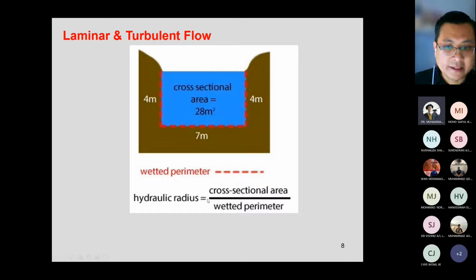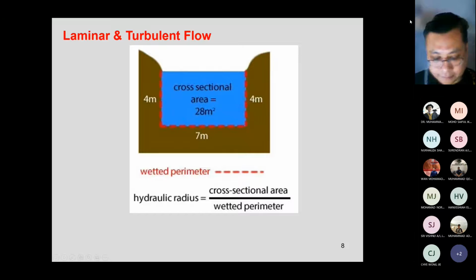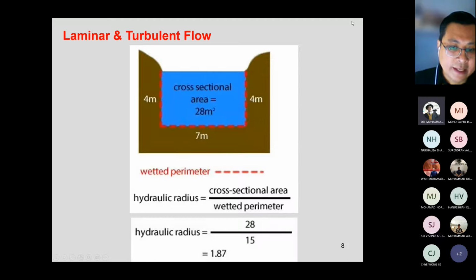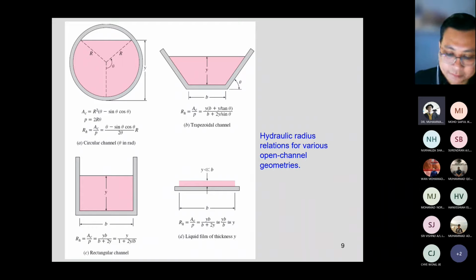So hydraulic radius is the cross sectional area over the wetted perimeter. Wetted perimeter is Y, so 4 meters. Then we can get the result for hydraulic radius is 1.87. Okay, this one is the hydraulic diameter, hydraulic radius by the shape, cross sectional. So remember, this one is for area, and then this one is for hydraulic radius. Okay, RH is the radius.